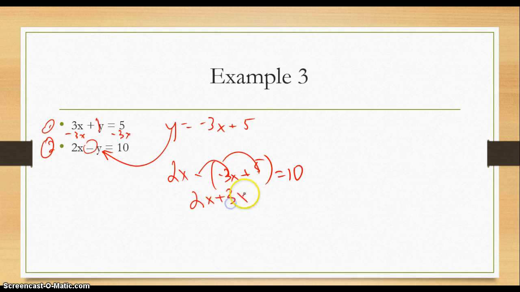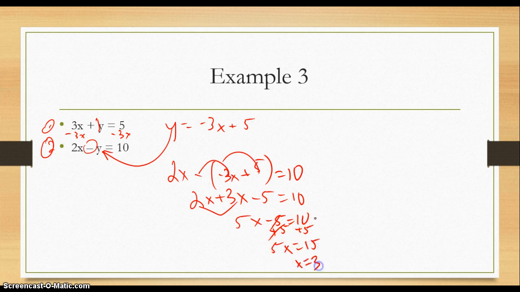So really this is saying 3x minus 5 equals 10. Combine like terms, 5x minus 5 equals 10. Add that 5 over. 5x equals 15. x equals 3.